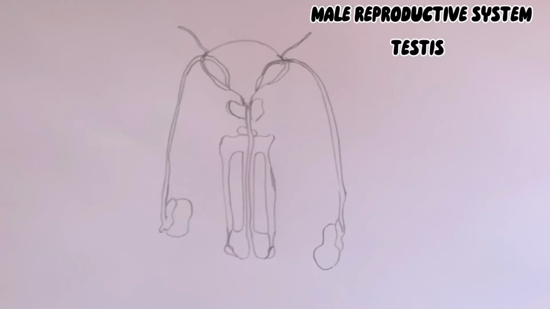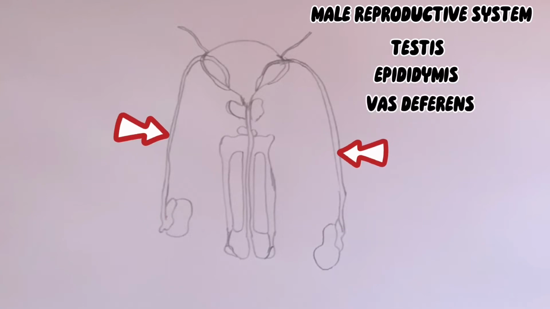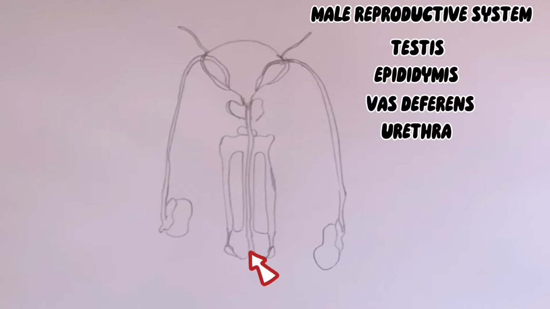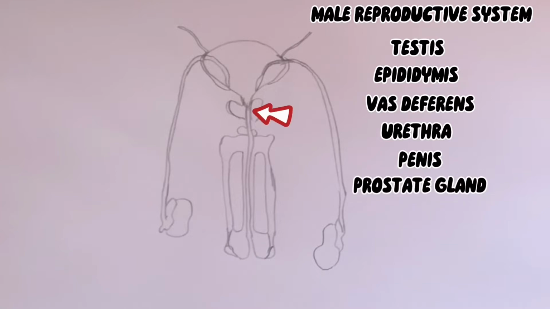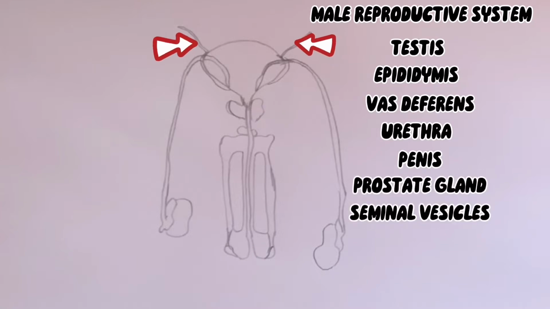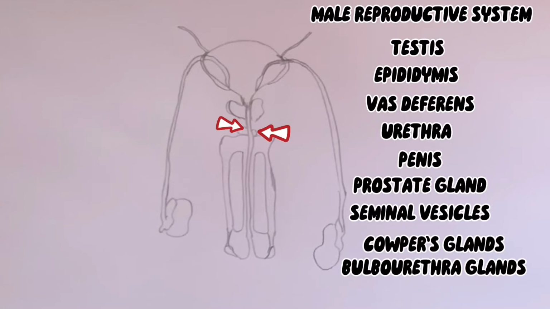Male reproductive system, front view. The parts on each side are the testis, the epididymis, and the vas deferens. In the middle parts, we have the urethra and the penis, and for the accessory glands, we have the prostate gland, the seminal vesicle, the Cowper glands, or the bulbourethral glands, and the last one, the scrotum.